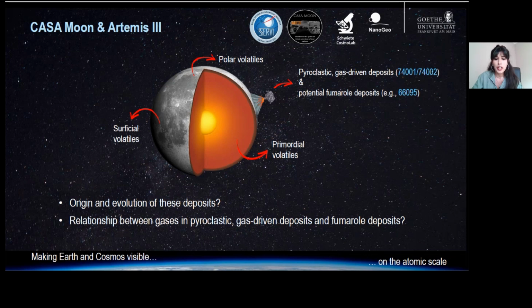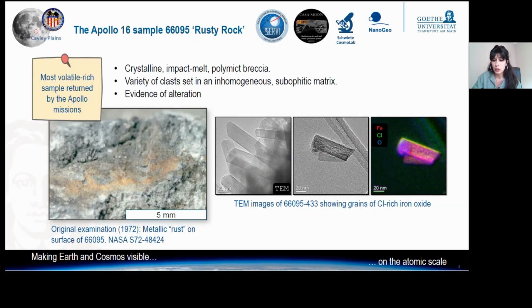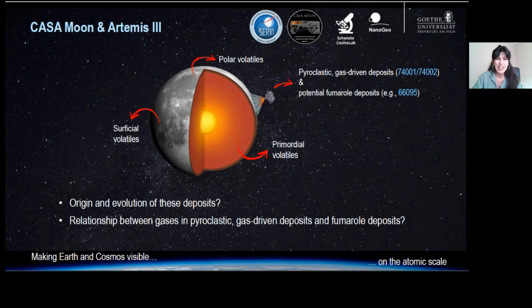However, a coherent understanding of the origin and evolution of these deposits, pyroclastic gas-driven deposits and fumarole deposits, is still lacking, and the relationship between gases in pyroclastic gas-driven deposits and fumarole deposits is still unclear. In this study, we have investigated a sample of 66095, which is associated with a fumarole deposit.